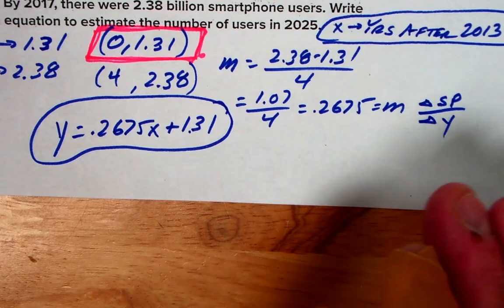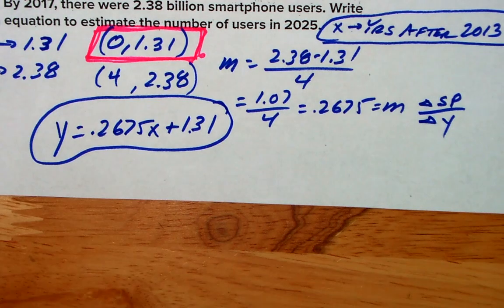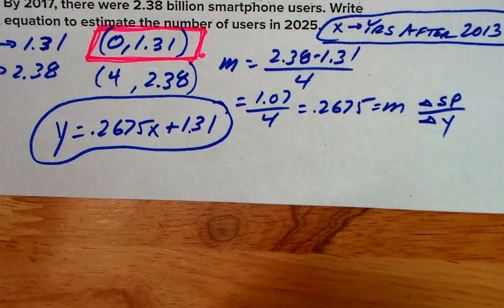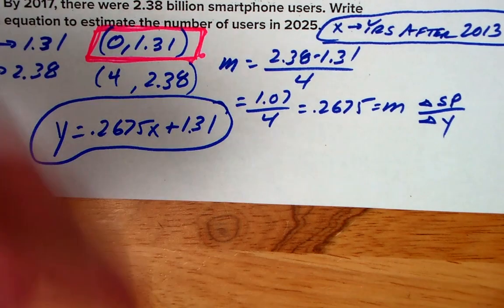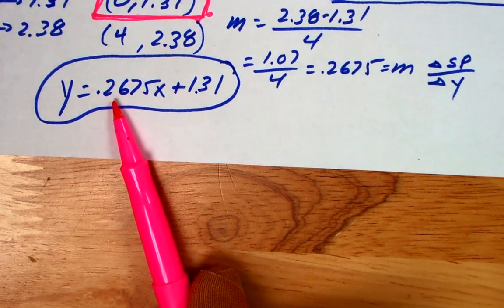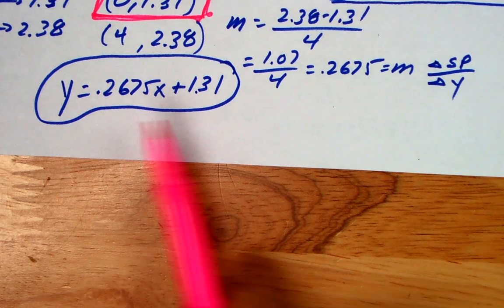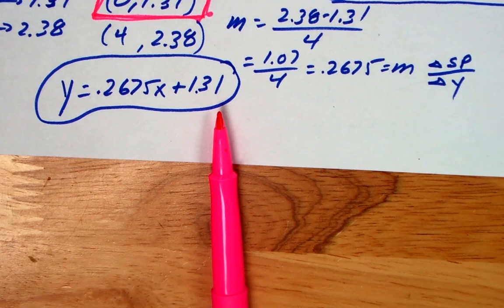If I have my y-intercept, boom, I can just write it in slope-intercept form. I don't have to use point-slope form. I could, but I don't have to. Okay? So we've already talked about this is my slope. That means 0.2675 billion more users per year. What is the 1.31? Yeah, it's where we decided to start. That was my starting value in 2013.